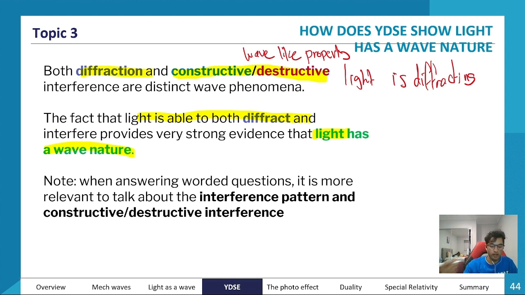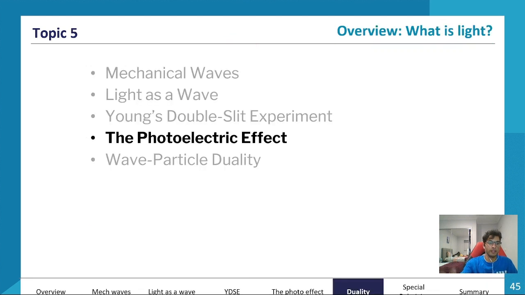Just a quick note, when you're answering questions about Thomas Young, you want to be talking about interference patterns and constructive and destructive interference, because these show that light is diffracting. And if light is diffracting, then it has to be a wave. Essentially, that's how you would answer these worded questions. Cool, so that's everything about waves.